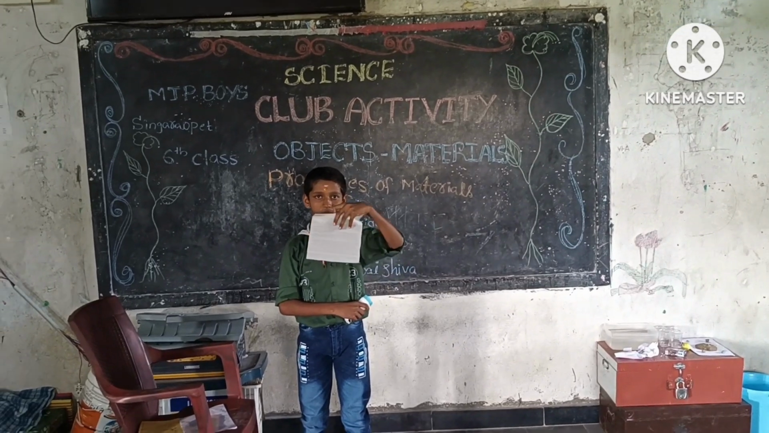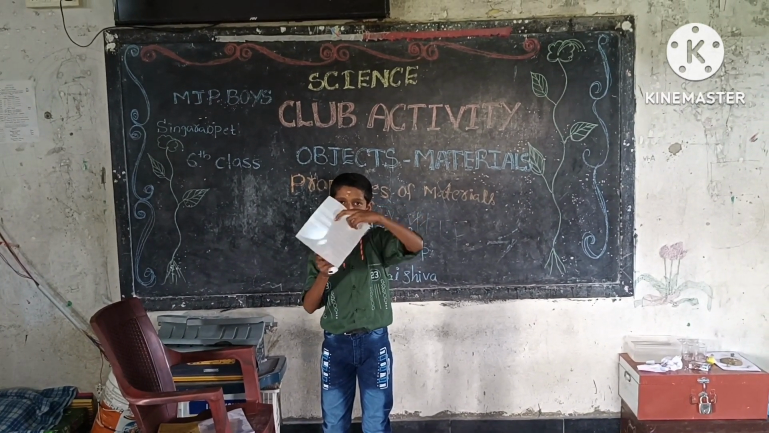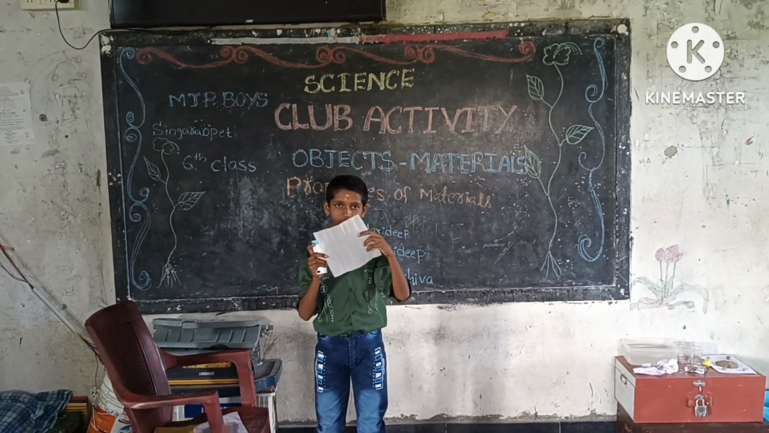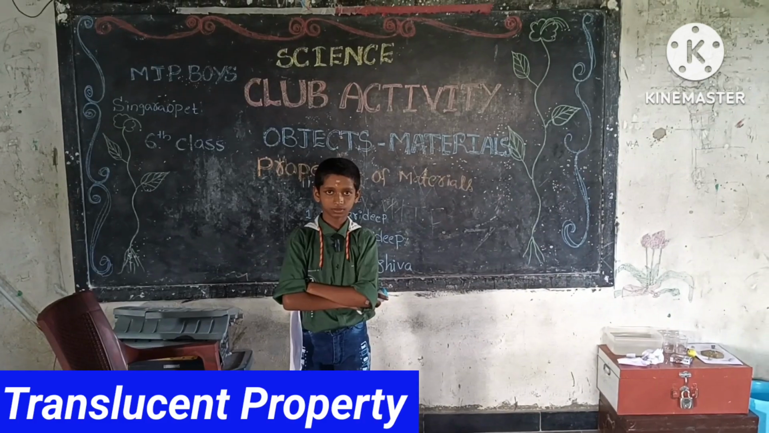This material name is sponge paper. Light passes through this material partially. We can see through this material, but the vision is not clear. That's why this material has translucent property.